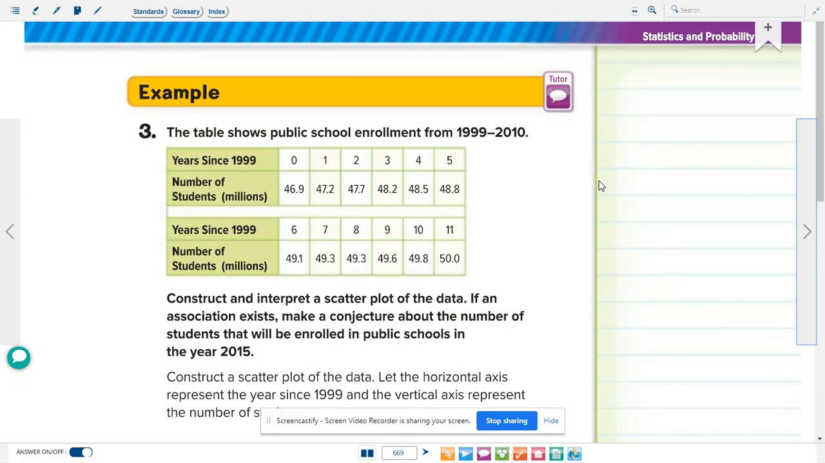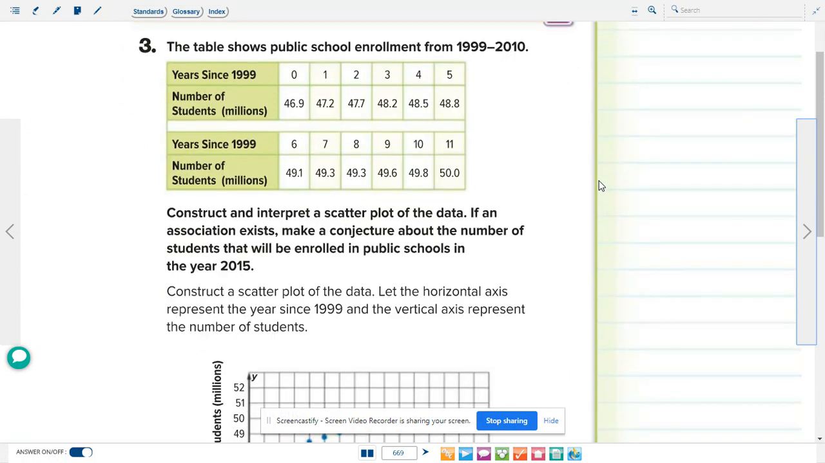Here's one last example. So construct and interpret a scatter plot of the data. If an association exists, make a conjecture about the number of students that will be enrolled in public school in the year 2015. So this is just adding.